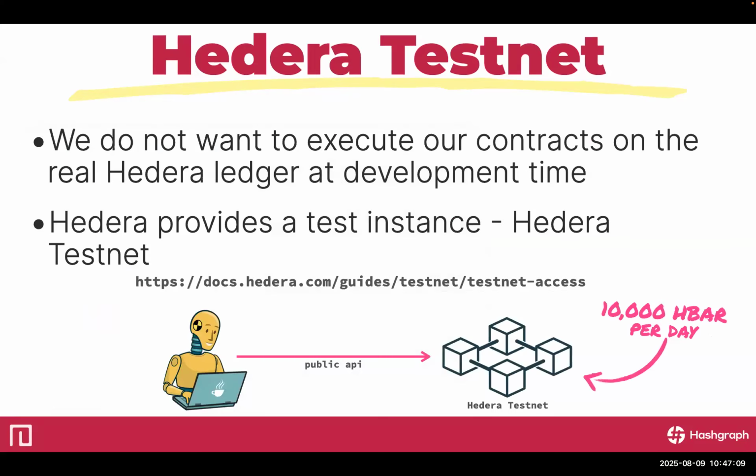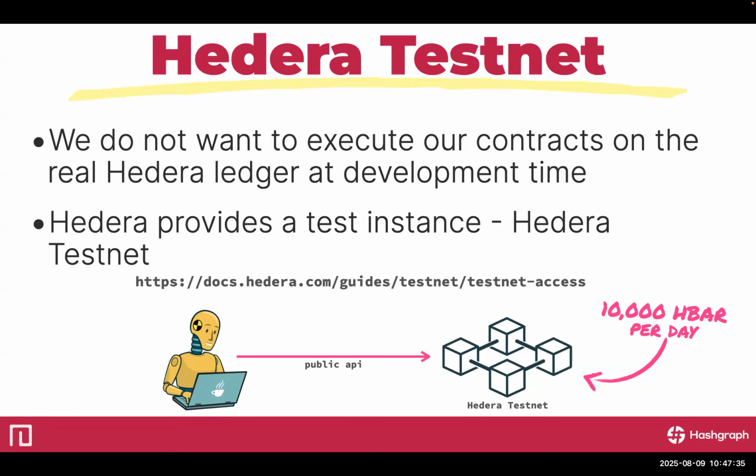And with your account, you receive, I think it's 1,000, not 10,000, HBAR each day that you can spend on transactions against testnet to test things, right? This is not for continuous integration or something like that, but this is for doing your first steps, for doing some manual checks and stuff like that.